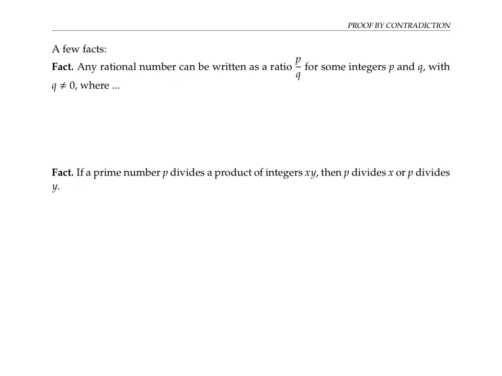Before we start proving things by contradiction, I need to mention a few facts. The first fact is that a rational number can be written as a ratio p over q for some integers p and q, with q not equal to 0. So far, that's the definition of rational number, but I'm going to add another bit. We can actually choose those integers so that p and q have no common factors. In other words, we can write the rational number in lowest terms.